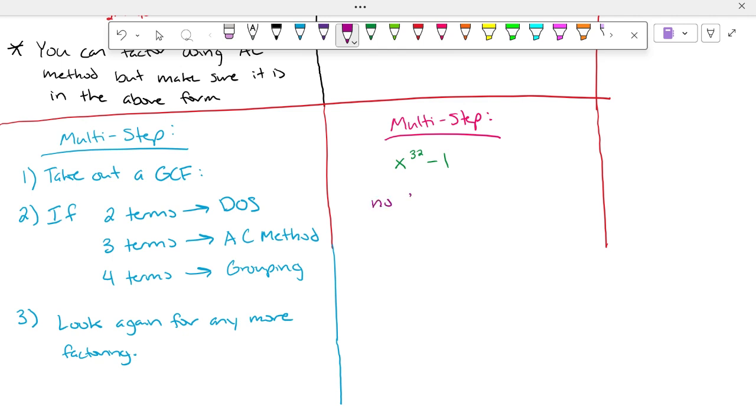So there's no GCF, and there's two terms, which means difference of squares. So I'm going to take the square root of both, because they are difference of squares. This would be a is equal to x to the 16th, b is equal to 1. So remember, taking the square root of any even exponent, you just divide it by 2.